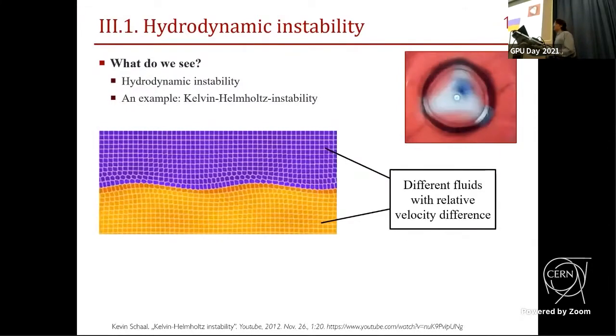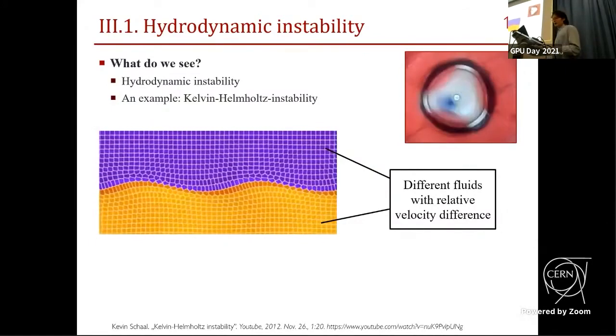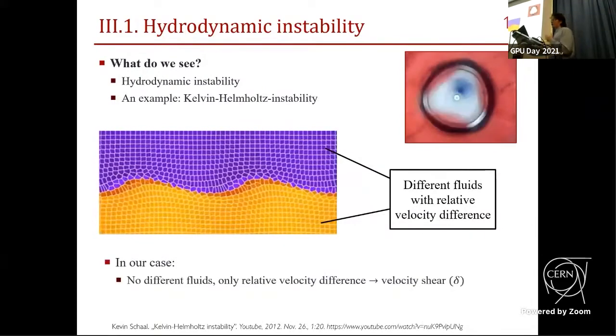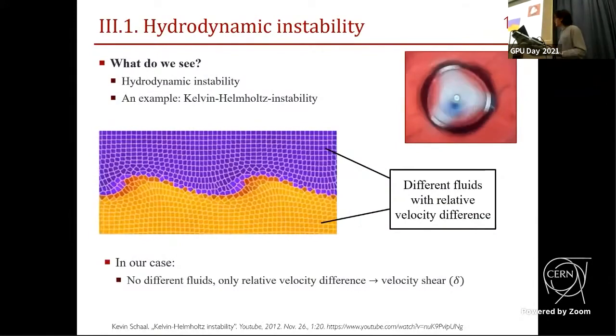Actually, you can sometimes see this phenomenon with clouds. There are really nice pictures on the internet of this. Now, in our case, we do not have different fluids, only a relative velocity difference with this delta layer, but that is enough for us.